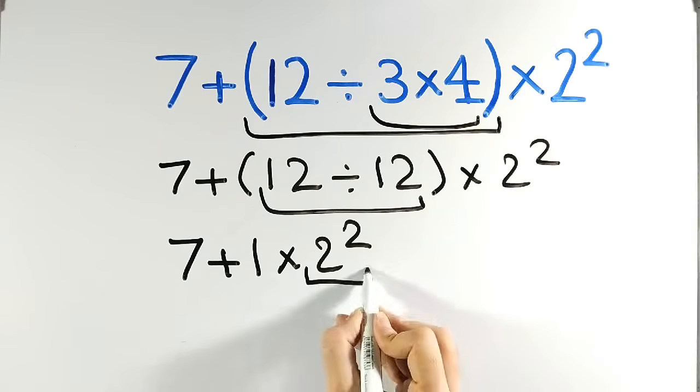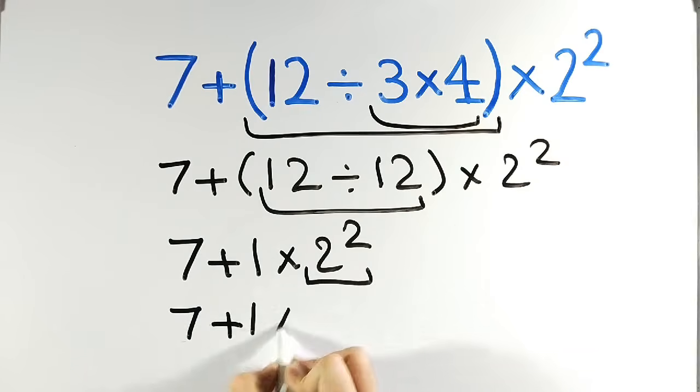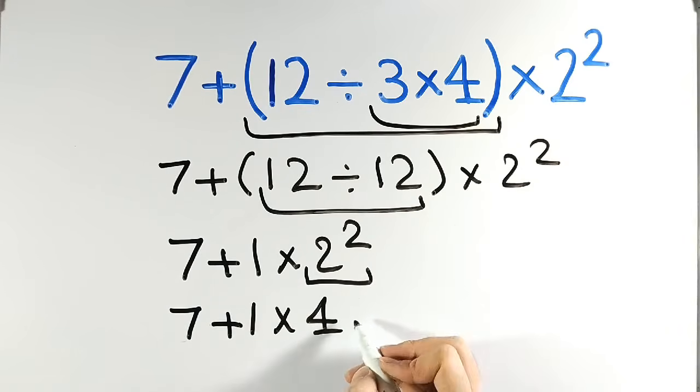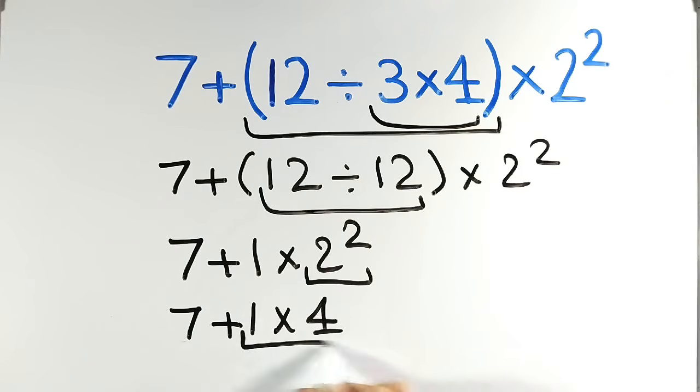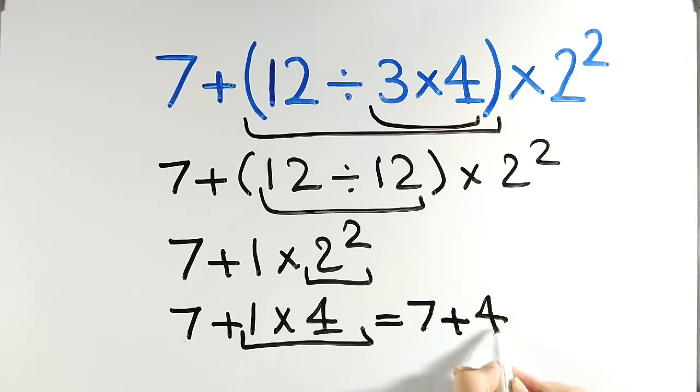Then they go for the exponent and write this expression as 7 plus 1 multiplied by 4. In the final step, they go for the multiplication between 1 and 4 because they believe multiplication has a higher priority than addition. So, instead of this expression, they write 7 plus 4, which finally gives them the answer 11.